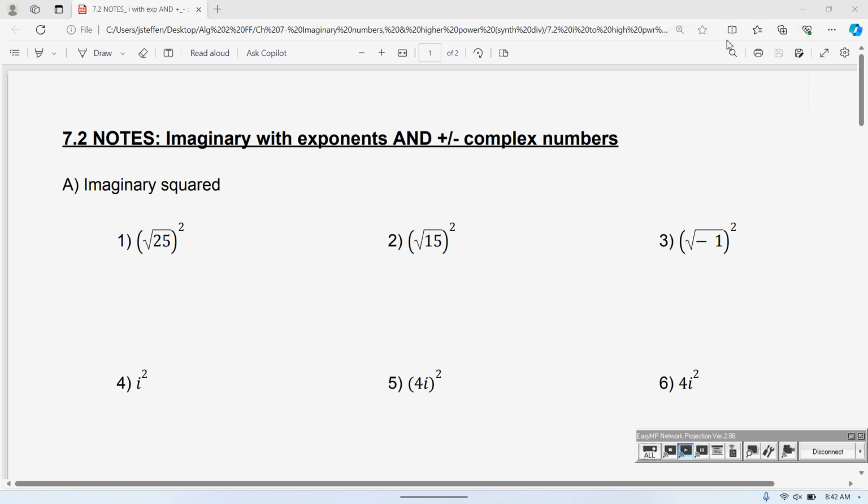All right, so this next lesson is 7.2. This is over imaginary numbers with exponents, complex numbers a little bit later. But really, subtracting isn't it's not going to be anything. It's imaginary, but we do it the same way we've done other things with different variables. So we will get to that.